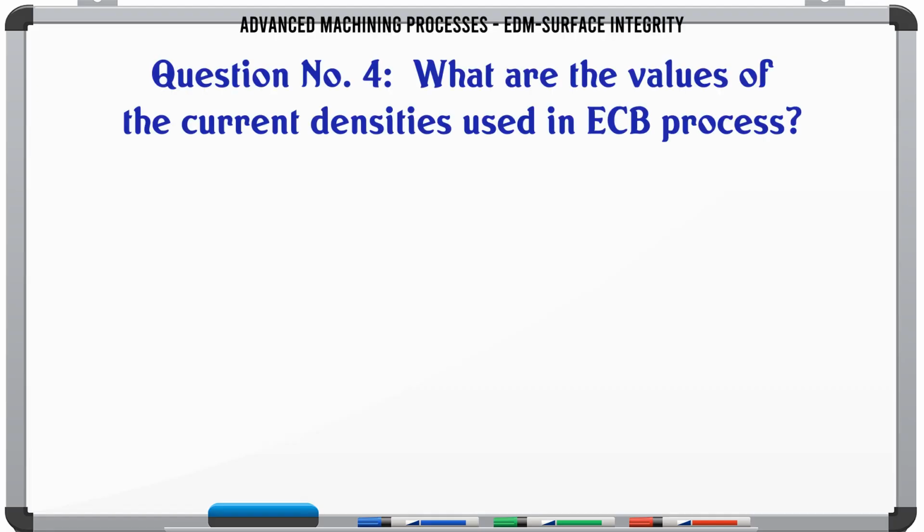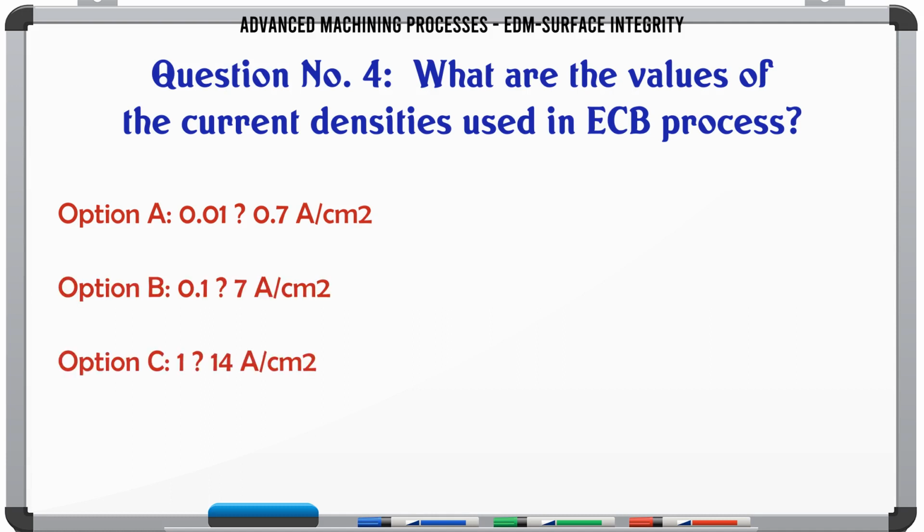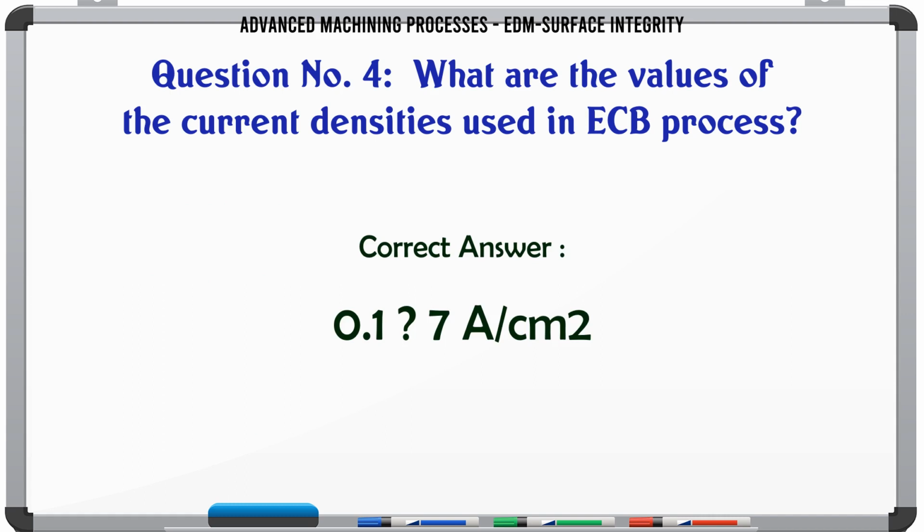What are the values of the current densities used in ECB process? A 0.01-0.7 A/cm2, B 0.1-7 A/cm2, C 1-14 A/cm2, D 2-142 A/cm2. The correct answer is 0.1-7 A/cm2.